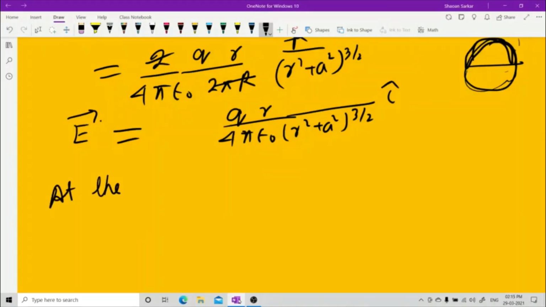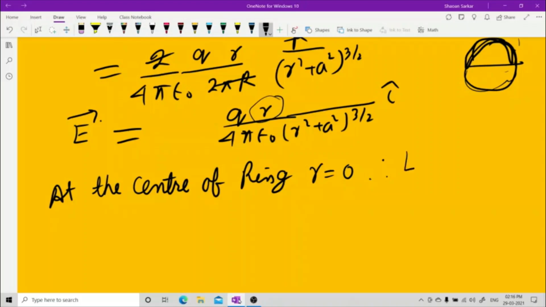At the center of the ring, the electric field: R is 0. Therefore, if you put R equal to 0 here, the whole thing will become 0. Therefore, E is 0. The electric field is 0. This was a question asked in GGS IPU 2018 or 2019.